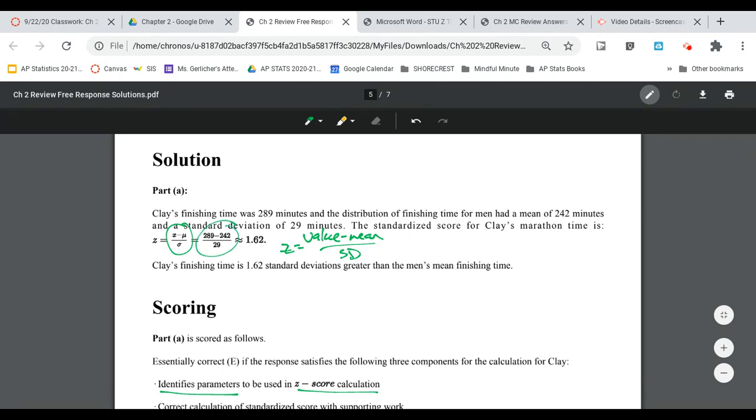And then they showed their work, they plugged in their numbers, and by showing their equation and showing the work, you are inferring here that x is 289, mu is 242. So that checks that box. And then they got a correct Z-score. And then they did not forget to finish interpreting it. So his finishing time, Clay's finishing time, there's your context. It's 1.62 standard deviations greater than the mean. And again, context, men's mean finishing time.